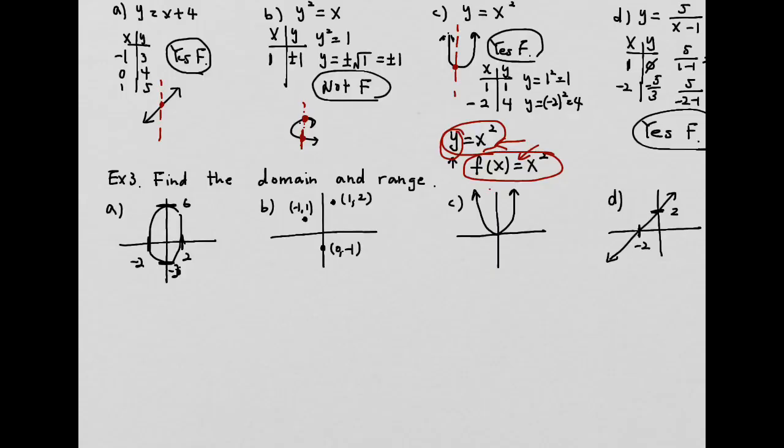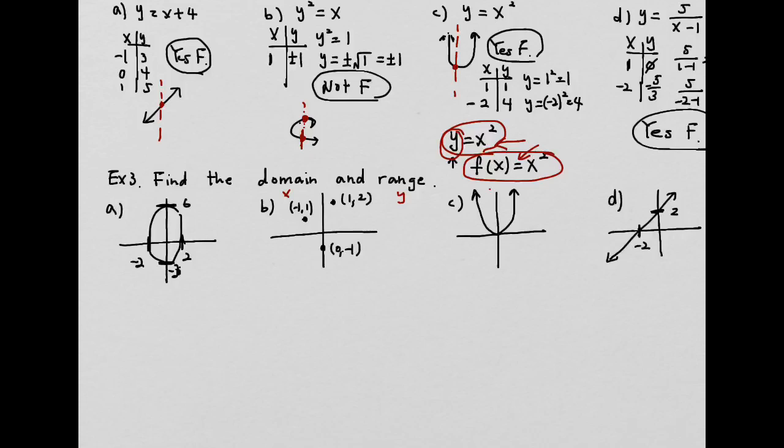Example 3, find the domain and range. So remember our domain is x, right? Domain is x and your range is y. So what they're asking is find what x can be and what y can be. The domain and range of x and y is what we're looking for. So when we're looking at example A from the graph, this example is all from the graph. Can we tell the domain and range from the graph, right?